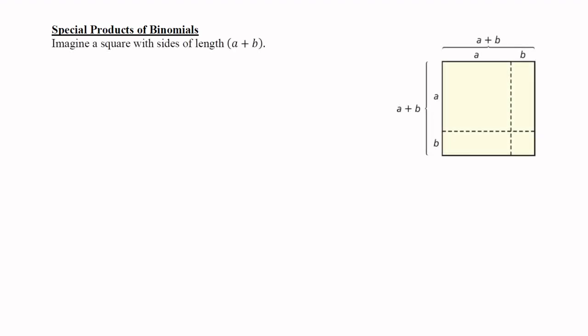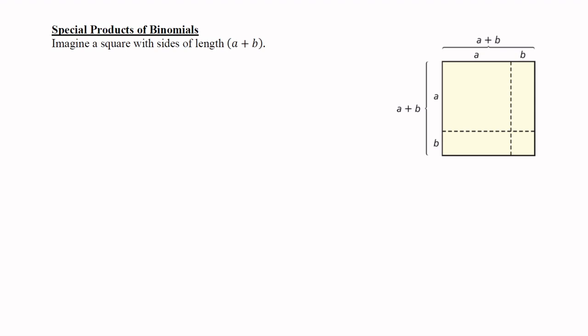Let's go back to binomials and talk about some special products, because if we can recognize some special products, we can find the product of binomials much faster. So let's take a square with sides of length a plus b.